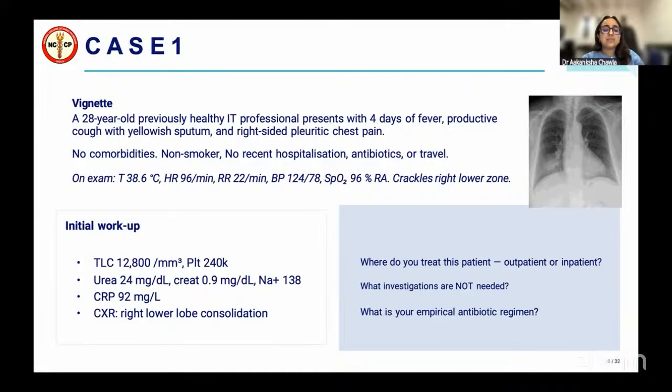So these were his labs. See if you can see them on the right side. Now the question was, where do you treat this patient? Whether you admit him or you treat him as an outpatient, and whether all these investigations that have been done were really needed. And what would be the ideal empirical antibiotic regimen of choice?